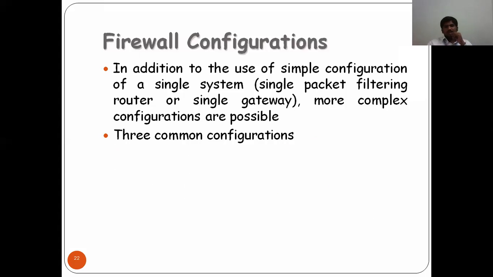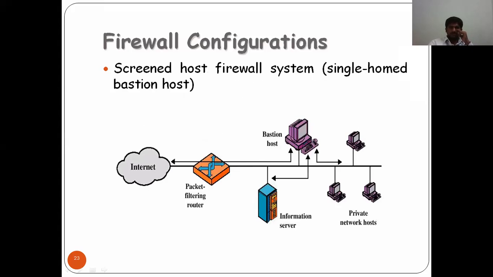Today we are going to see how we do the configuration. In addition to the use of a simple configuration of a single system, a single packet filtering router or a single gateway, more complex configurations are possible. There are three common configurations. The first one is the screened host firewall system, single homed bastion host.